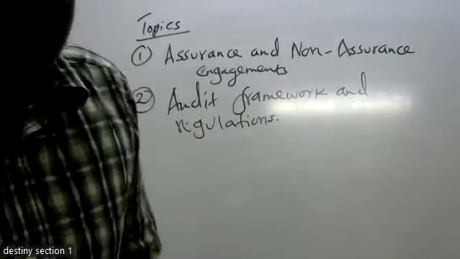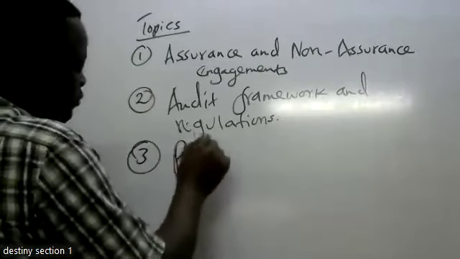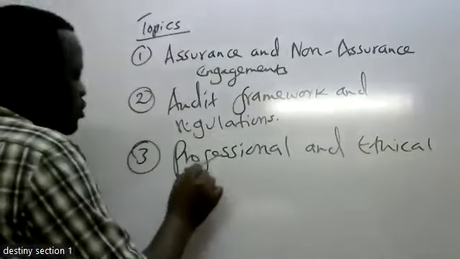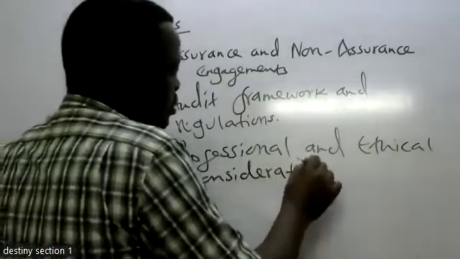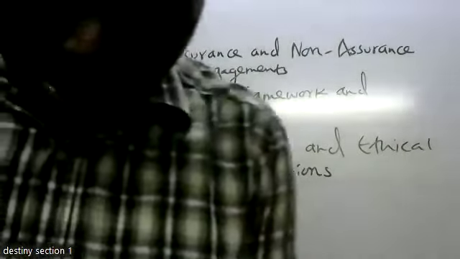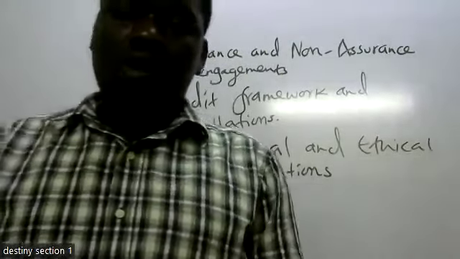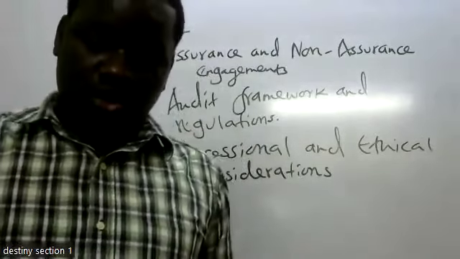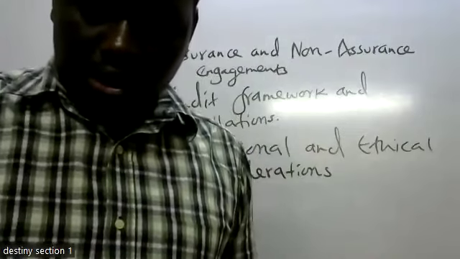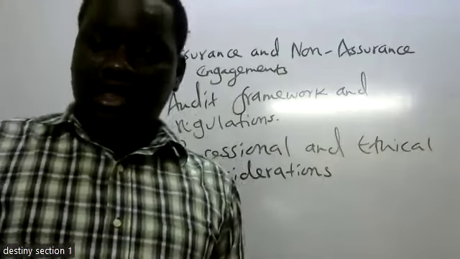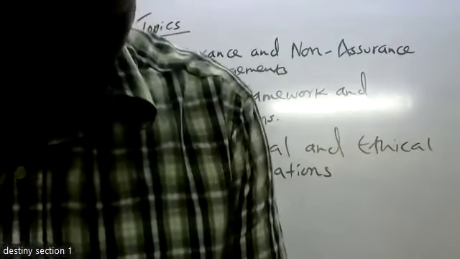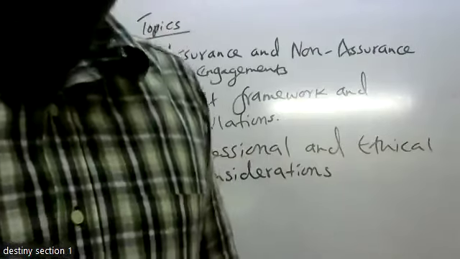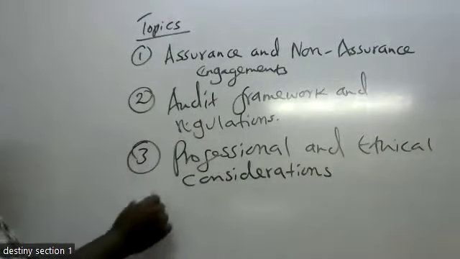Then topic three is professional and ethical considerations. So this is now the professional environment that regulates how an audit is conducted. In this topic, we shall be looking at things like the code of ethics for professional accountants, the fundamental principles, threats and safeguards. Then we check on certain concepts and regulations pertaining to the practice of accountancy. Then topic number four is management and practice.